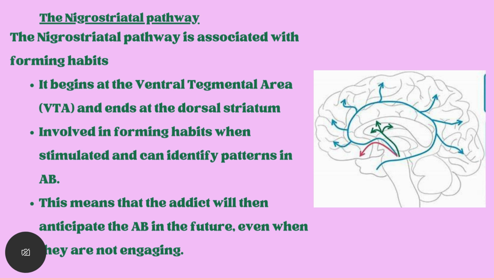So it's sort of like the mesocortical pathway. If we're constantly engaging in that addictive behaviour, our brain's going to identify patterns, identify maybe that we do it on a night or we do it at a certain time, you know what I mean? Like the time distance between when we do it. This means that the addict can then anticipate the addictive behaviour in the future, even when they're not engaging in it. So someone who smokes might think, "Oh, I can't wait for my break, so I can have a smoke," or an alcohol addict might think, "Oh, I can't wait to get home tonight and open a bottle of wine," or something like that.